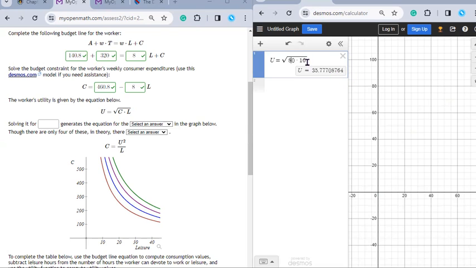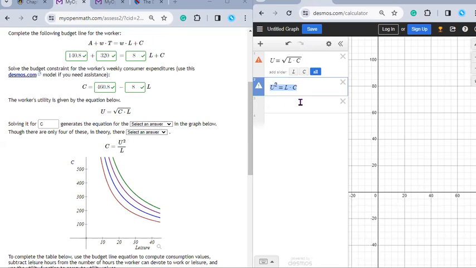Now, if I reset it back to L and C, and solve this utility function for C, the resulting equation is called what? Well, let's go ahead and solve it for C. So the first thing I have to do is square both sides, right? When I square this side, I get U squared. When I square the square root of something, I get the something, right? L times C. And then all I have to do is divide both sides by L, right?